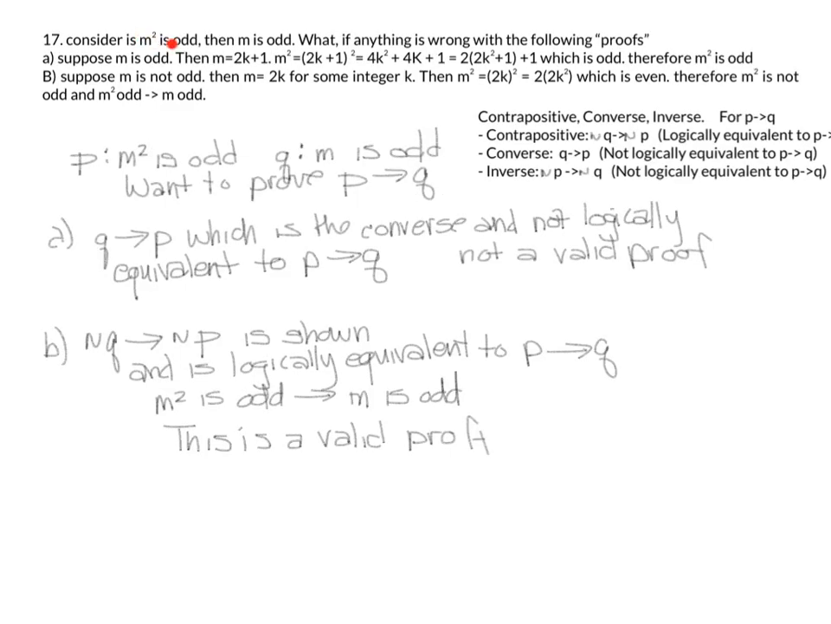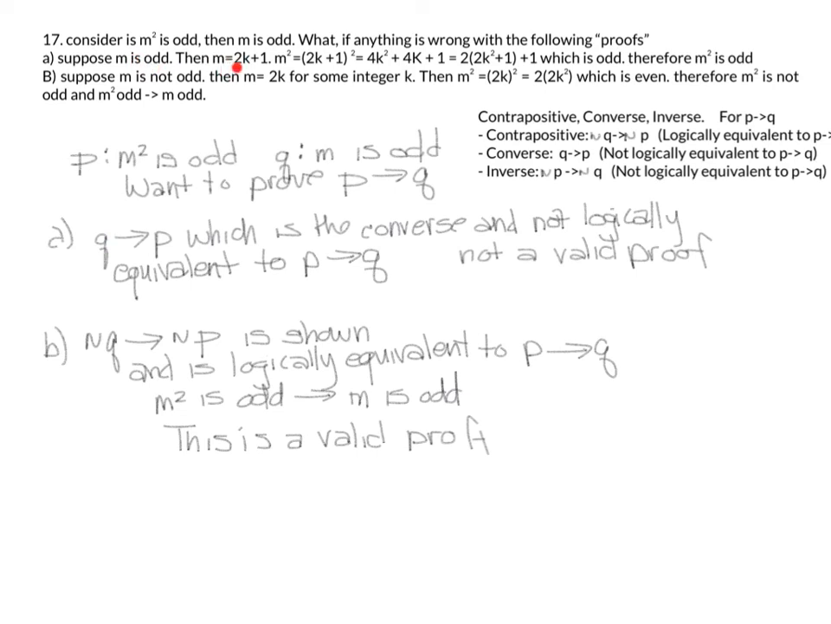Here I have: consider, if m squared is odd, then m is odd. What, if anything, is wrong with the following two proofs? So first I just wrote this out. The hypothesis is m squared is odd, that's p. And the conclusion is m is odd, that's q. And so we want to prove p implies q. So our first proof, so-called proof, says suppose m is odd. So we're starting with q.